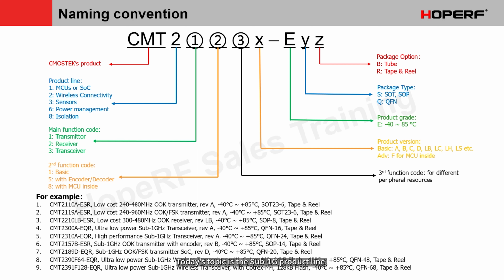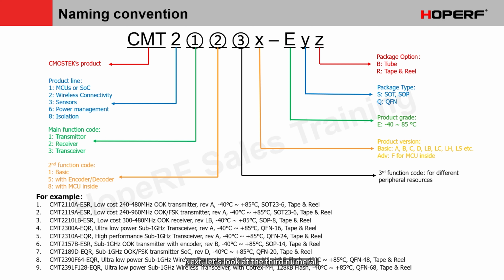Today's topic is the Sub-1G product line. So the first numeral of all product models is 2. In the wireless connectivity series, the second numeral is defined as follows. 1 means it's a transmitting device. 2 means it's a receiving device. 3 means it's a transceiver device. So, through the second numeral, you can quickly identify whether the device is a single transmitter, single receiver, or transceiver.